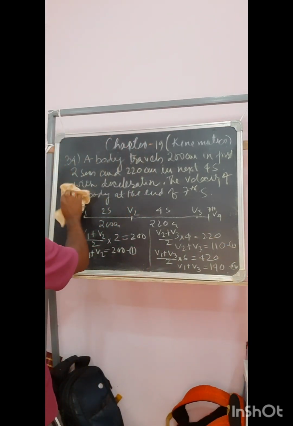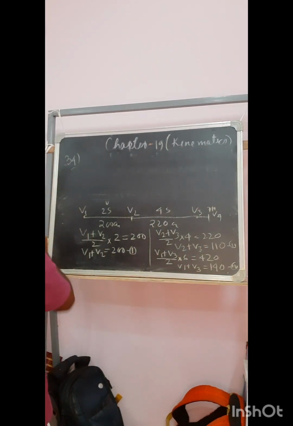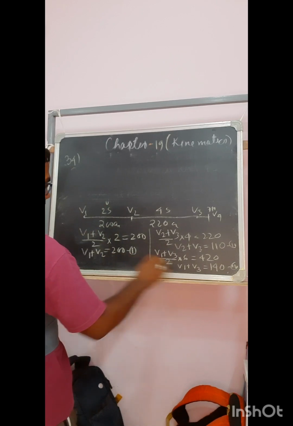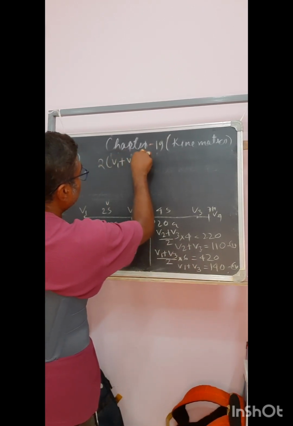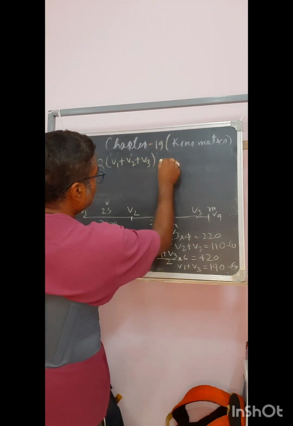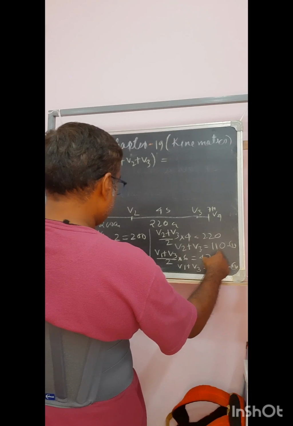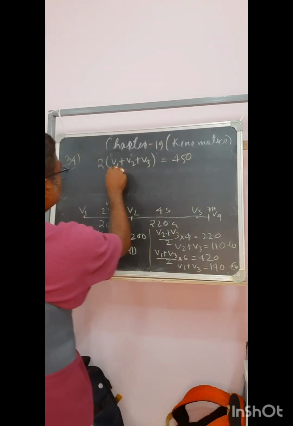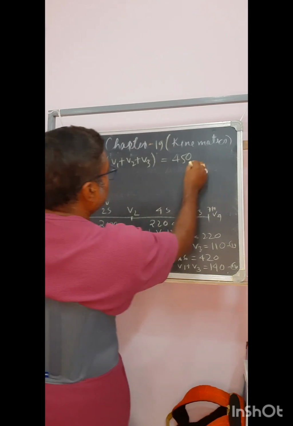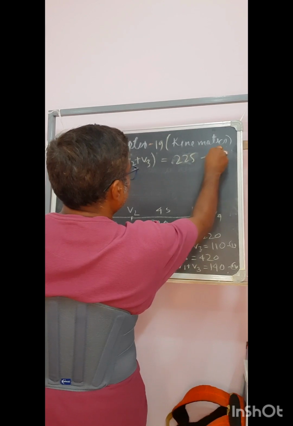Now from these three, I have to find the values of v1, v2, v3. If I add these three, every time I will get 2 of every component of velocity, and all together this is 200 plus 110, 310, plus 140, that means 450. If I divide it by 2, it will be 225. This will be the fourth equation.